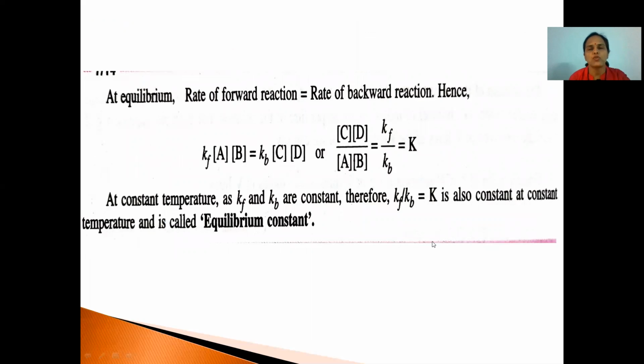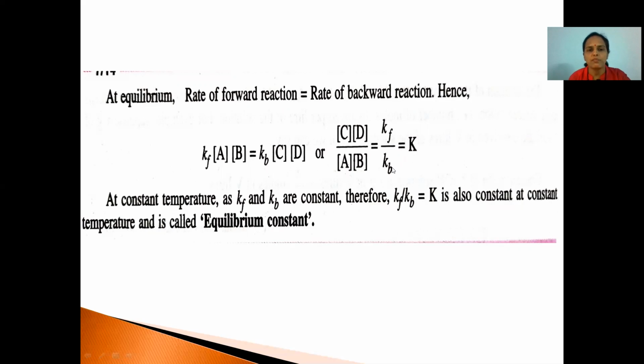Now at equilibrium, we know the rate of the forward reaction is equal to the rate of the backward reaction. Hence, Kf into [A] into [B] equals Kb into [C] into [D]. You can see here on my screen. Or [C] into [D] upon [A] into [B] equals Kf divided by Kb. Kf divided by Kb is equal to K.